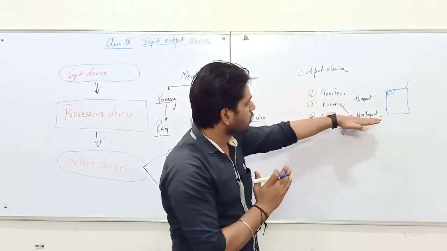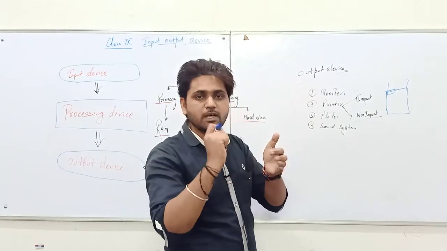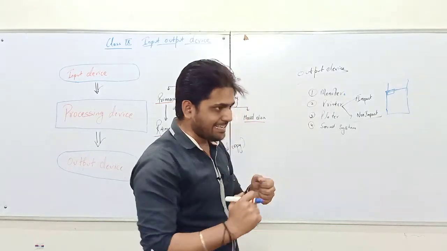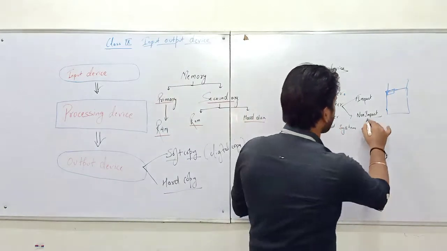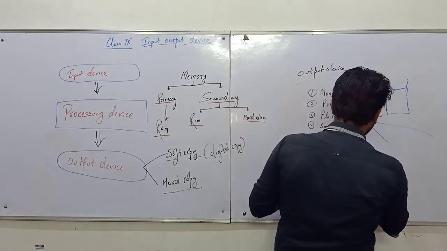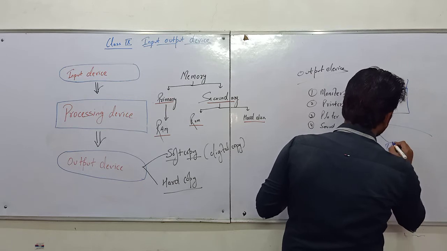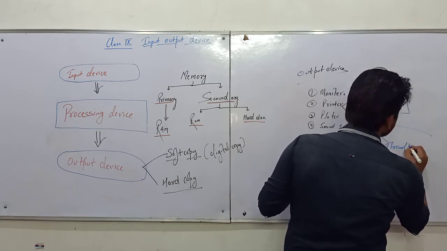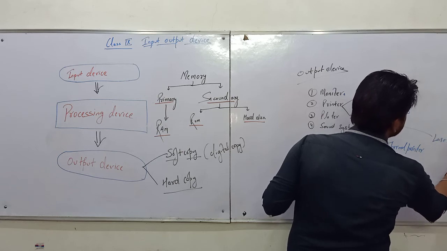But talking about non-impact printers, there is no direct contact of the cartridge and the paper, just like the inkjet printer. What an inkjet printer does is spray. Talking about non-impact printers, there are many. The best technologies we are using are the inkjet printer, then the thermal printer, and then the laser printer.